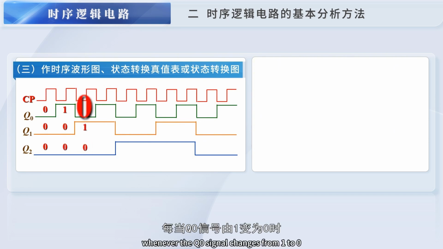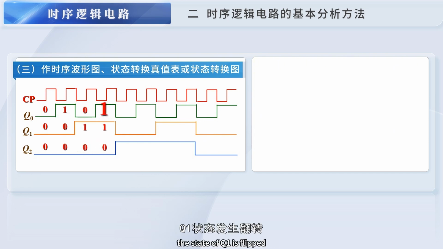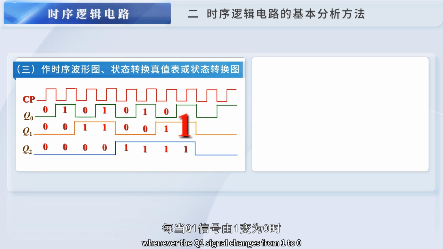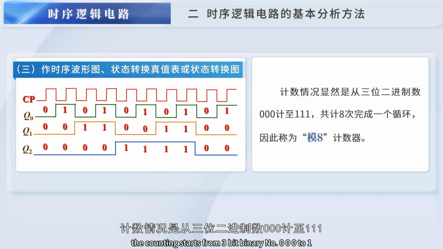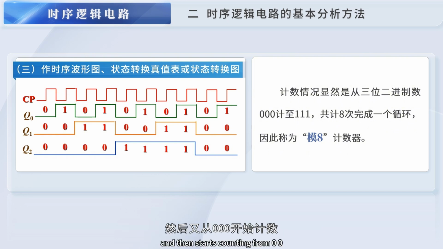Whenever the Q0 signal changes from 1 to 0, the state of Q1 is flipped. Q1 forms such a waveform. Whenever the Q1 signal changes from 1 to 0, the state of Q2 is reversed. Q2 forms such a waveform. The counting starts from the 3-bit binary number 000 to 111, and then starts counting from 0 again, for a total of eight states completing a cycle. So it is called a modulo-8 counter.